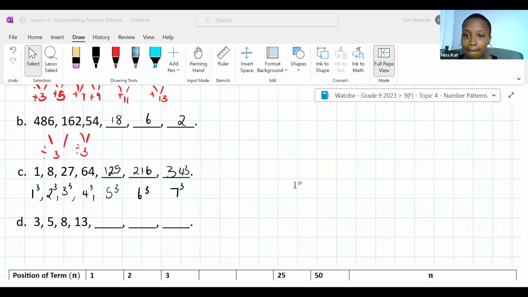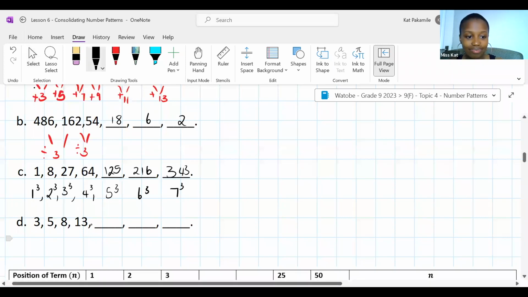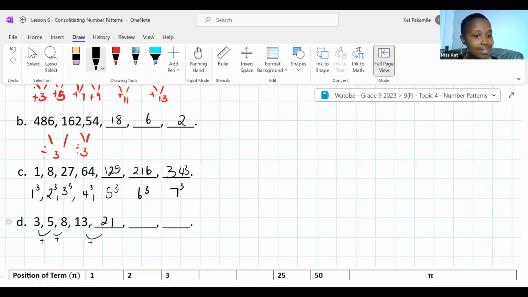Ma'am, we're adding 3 plus 5, and then that equals 8. And then when we add 8 plus 13, it'll give us 21. Great. So 21. And then after that? And then after that, ma'am, 21 plus 13, 34.